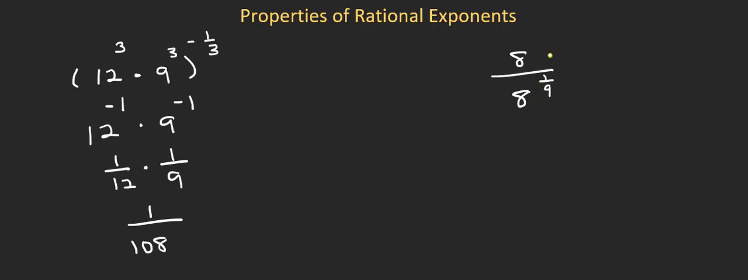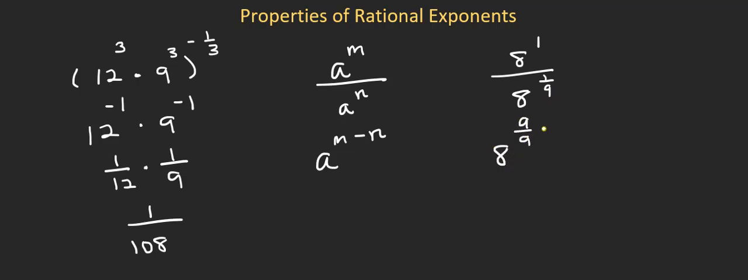What about this example right here? When you divide, what do you do with the exponent? You subtract. So let's say you have a to the m over a to the n. When you have the same base, it's going to be a to the m minus n. And what is the exponent over here? It's 1, which is the same thing as 9 over 9. Why did I choose 9? Because the denominator here is 9. So it's going to be the same thing as 8 to the 9 over 9 minus 1 over 9, which will be 8 to the 8 over 9.